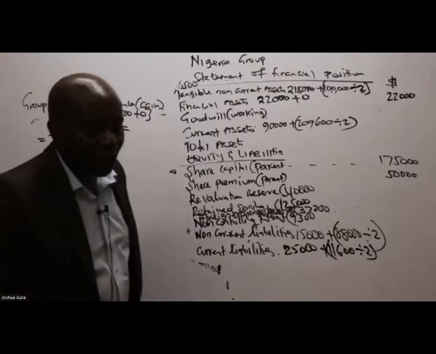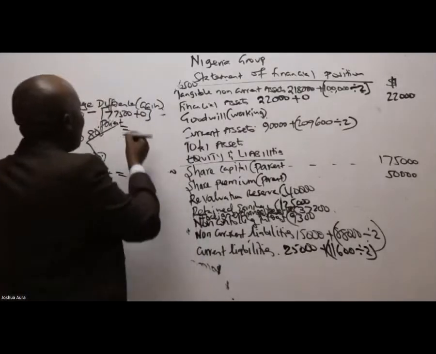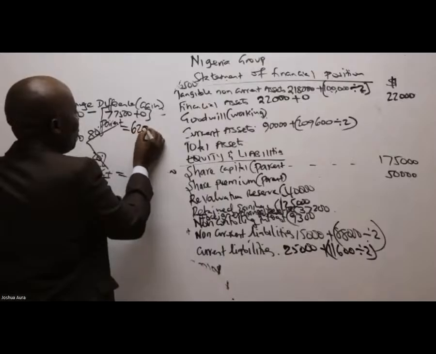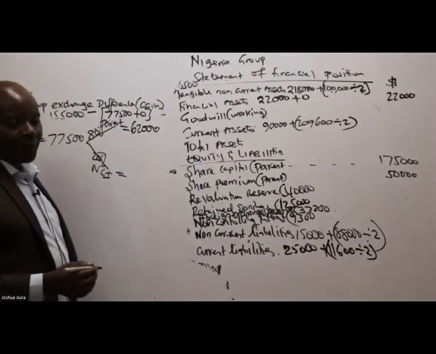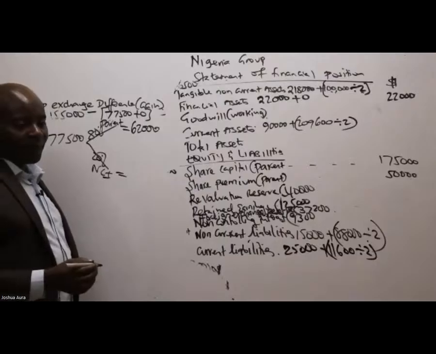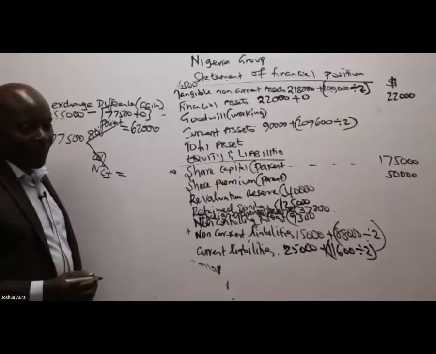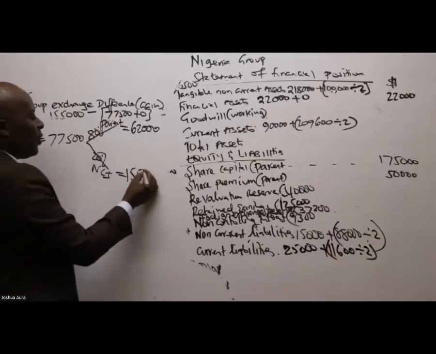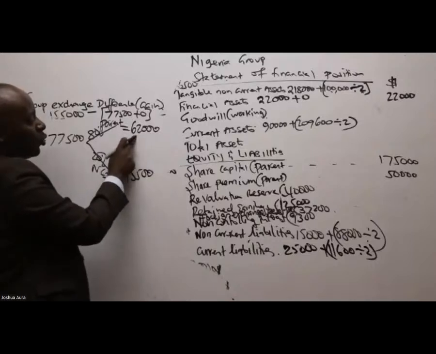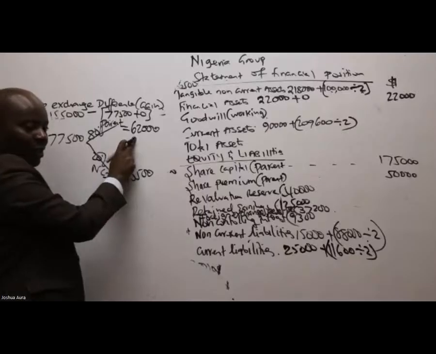So we have here Nimrod telling me that should be 62,000 here. Thank you very much. How about NCI? NCI is 15,500. So remember, this will not go to the group retained earnings. This will go to the foreign currency reserve.